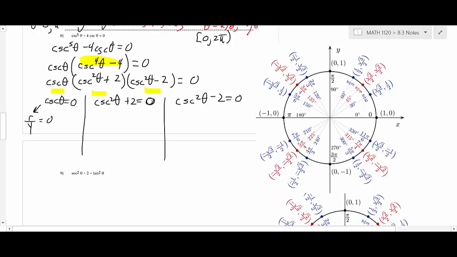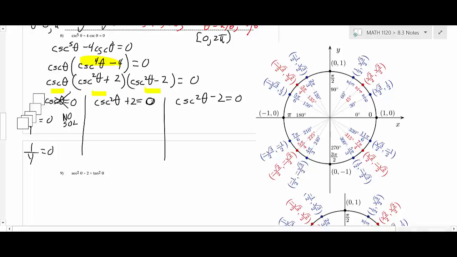Think. What's r in a unit circle? 1. Is there any way that 1 over y would ever be 0? Can you take 1 and divide it by a number and get 0? No. So there's no solution to this right here. That has no solution. That factor right there didn't generate anything.